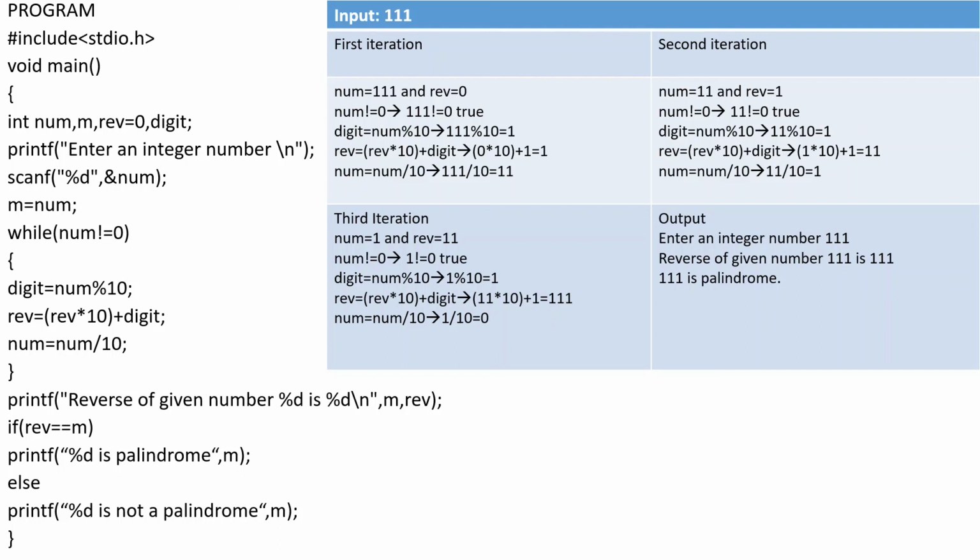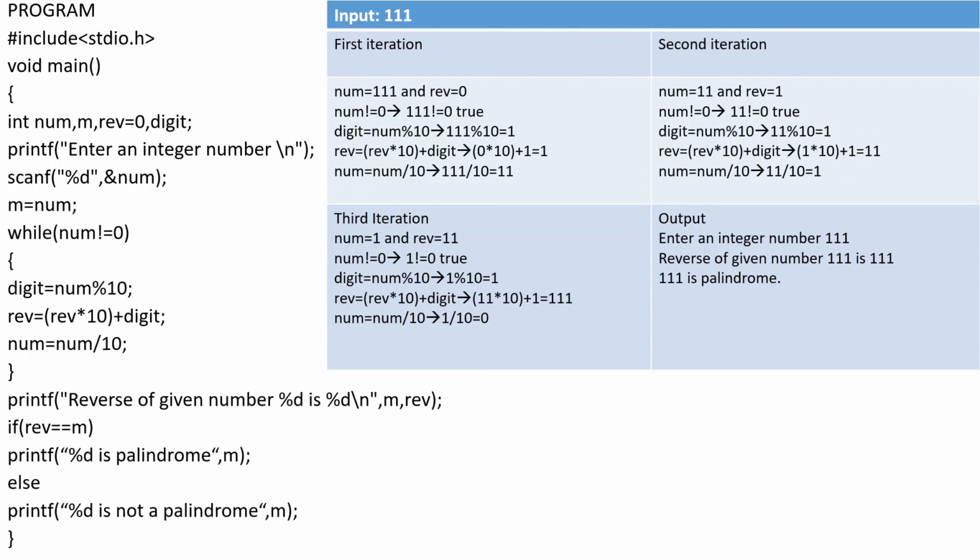Now num equal to num divided by 10. Now again 1 divided by 10 will obviously return 0. So the control will again come to the while part. This time num is 0, so 0 not equal to 0 is false, so control will come out. Now I have to show the number in reverse order, so I am just using the printf statement there. Reverse of given number is what I have stored in reverse. So both things, the original number and the reverse number, I am displaying there.